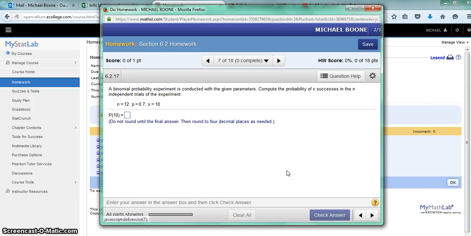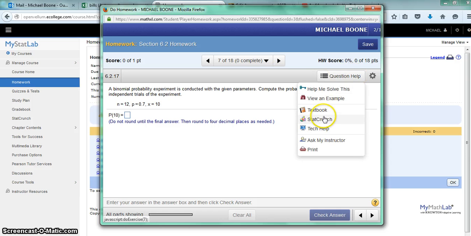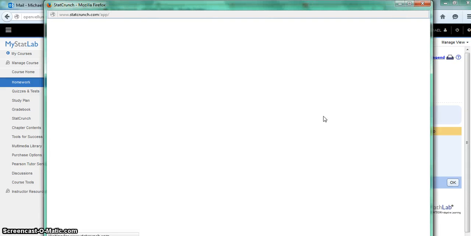All right, so in chapter 6, section 2, we're going to talk about binomial probabilities. Again, there's two things that can occur in a binomial probability. So I just wanted to first show you how StatCrunch can find these values for you.